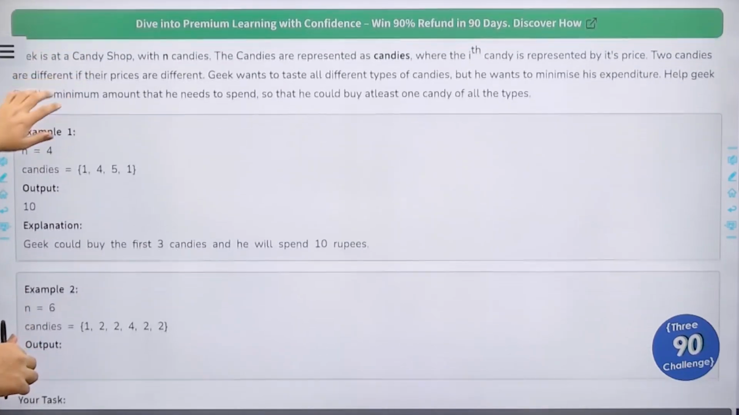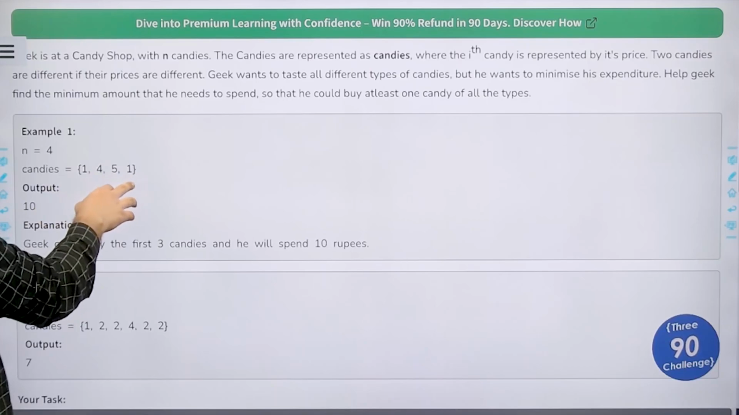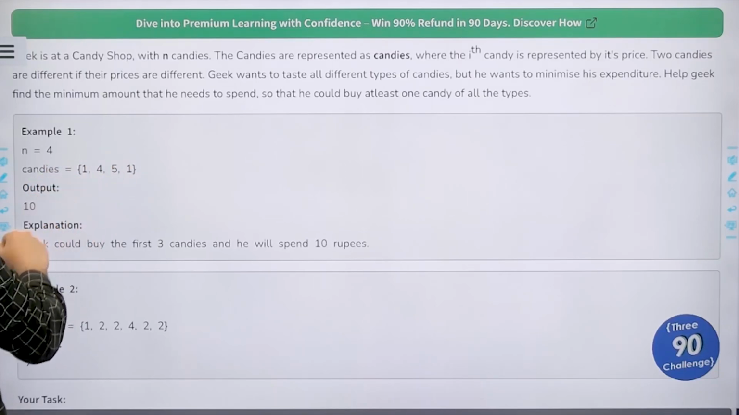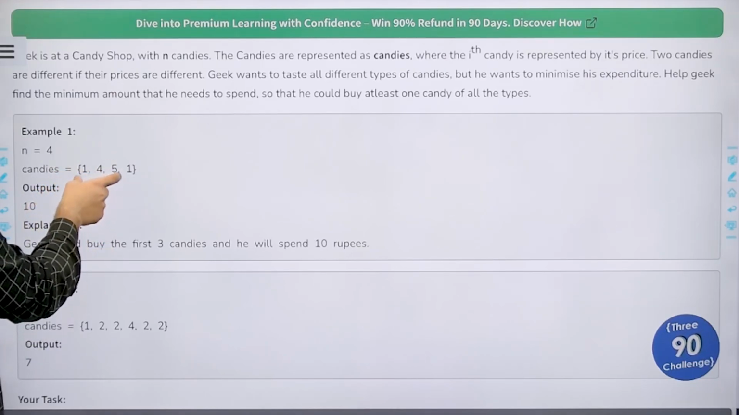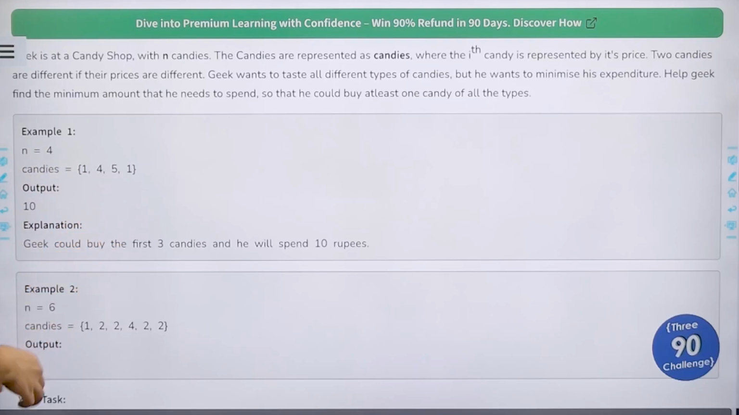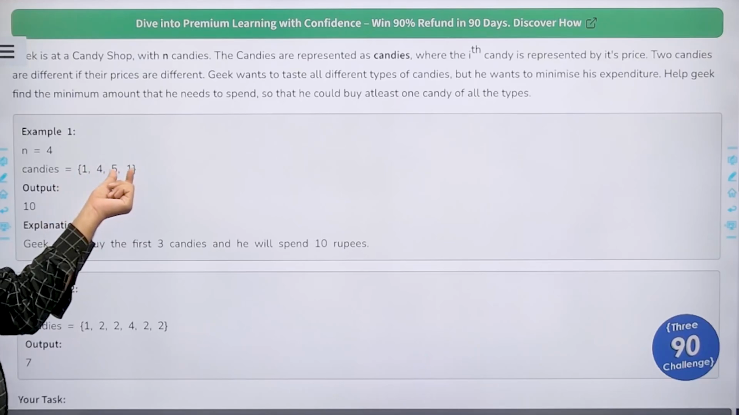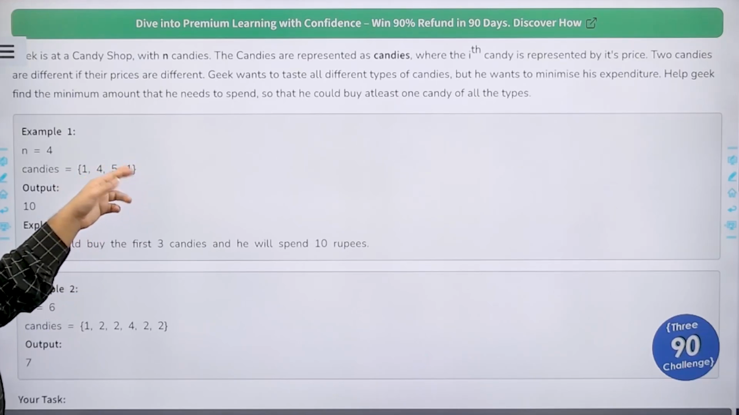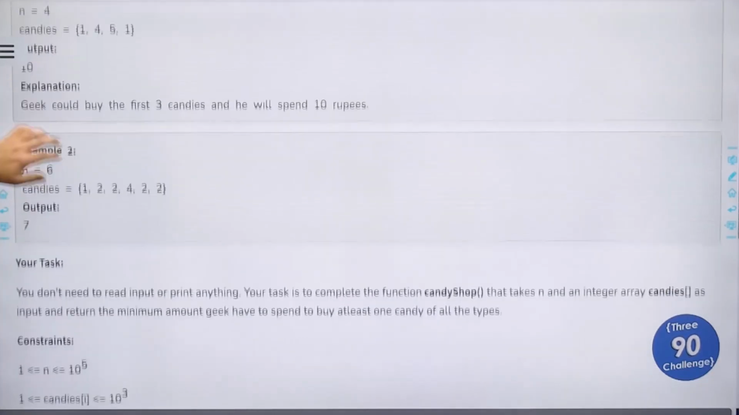So for example, here n equals 4 and there are 4 candies. The prices are 1, 4, 5, 1. So the first and the last candy are the same, and in total there are 3 types, 1, 4 and 5. So Geek can buy this candy and this candy. So there will be 3 candies. He will try candies of all the types and the total cost would be 5 plus 4 plus 1, that is 10. You do not need to take both these candies because these are the same type of candies. And we want to minimize the cost, so we will take only one of them. So the total cost is 10.